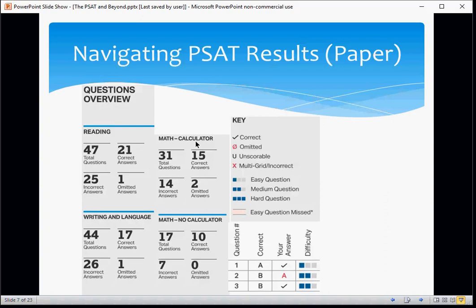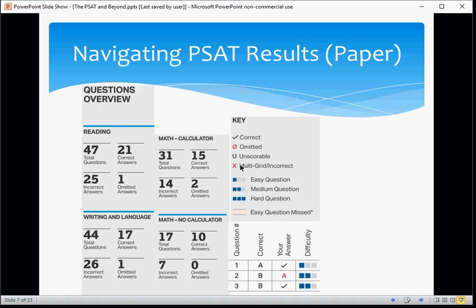In this case, you have a calculator section, which is longer. That's the section of the test where you can use a calculator. There are 31 questions. In this case, the student answered 15 correctly. There were 14 incorrect answers, and 2 questions were not answered. And then the math no calculator section is a shorter section. On the SAT, it's the same thing. There's a longer section that you can use a calculator for, and a shorter section that you can't use a calculator for.